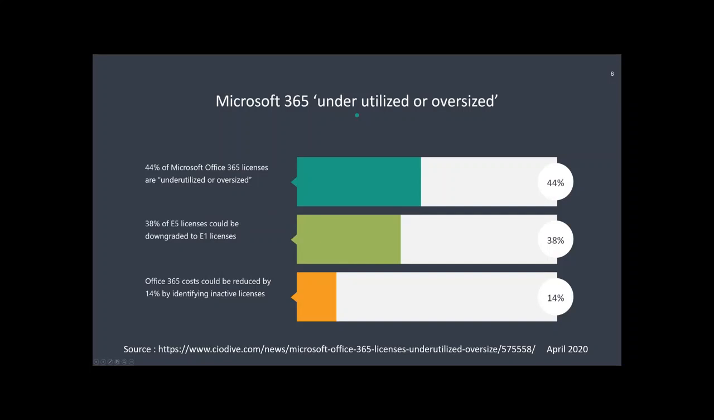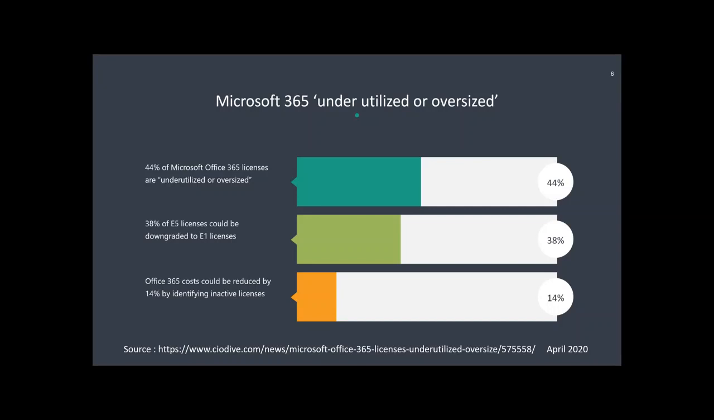Specifically, if we look at one of the most commonly used SaaS environments, Microsoft 365, we can see very clearly that this is an environment that needs to be managed better than it is. There's a link to the source for these statistics at the bottom of the screen, but some research that was done in April this year shows that 44% of Microsoft Office 365 licenses are underutilized or oversized. So we're spending more on that than we need to, considerably more. 38% of E5 licenses could be downgraded to E1. Considerable cost saving, very obvious cost saving there. And Office 365 costs could be reduced further by 14% by identifying and decommissioning inactive licenses.